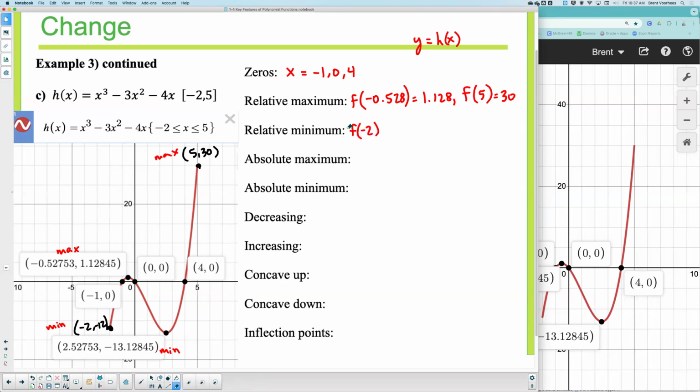Oh, I'm putting f's. What letter should I be using? H. Goodness. I'm sorry. Okay, h of -2 equals -12. And h of, here we go, rounding again, 2.528 equals -13.128.